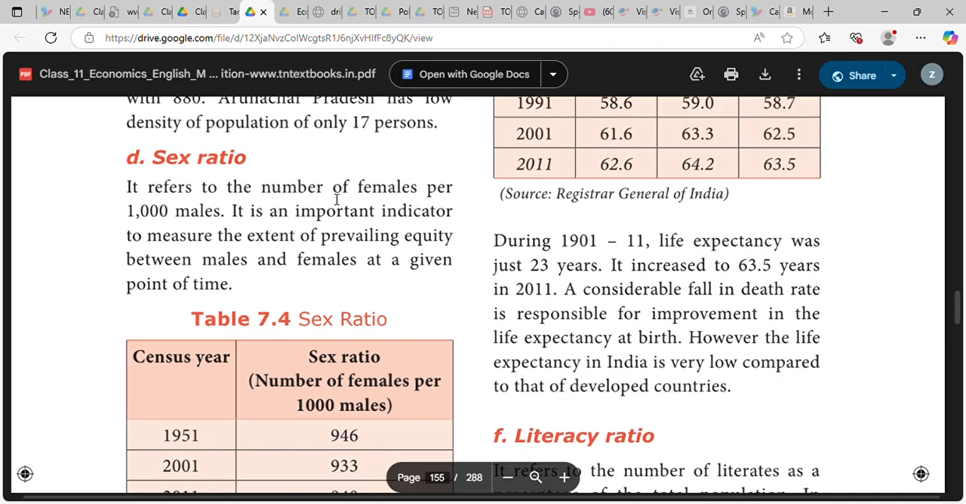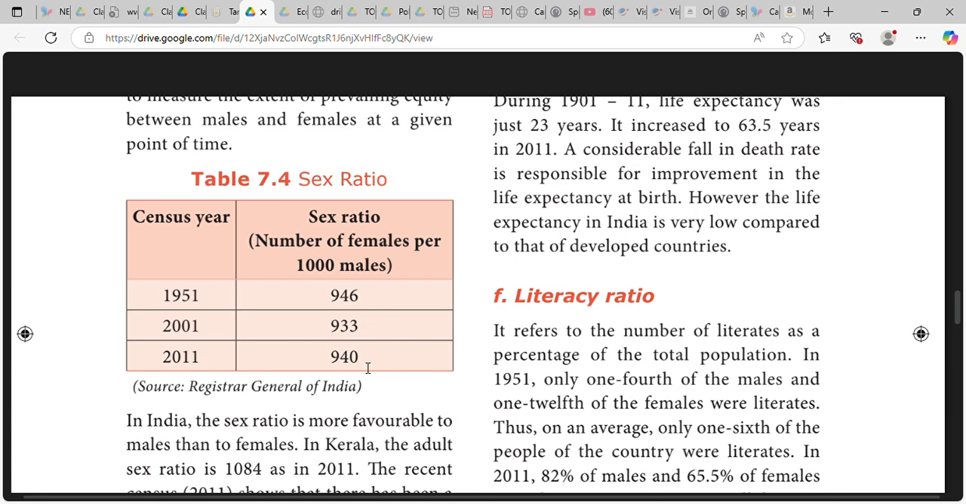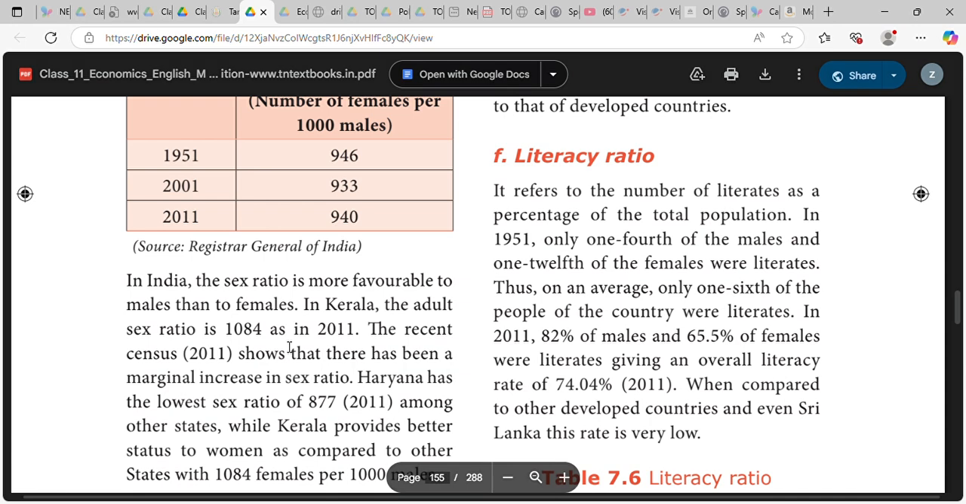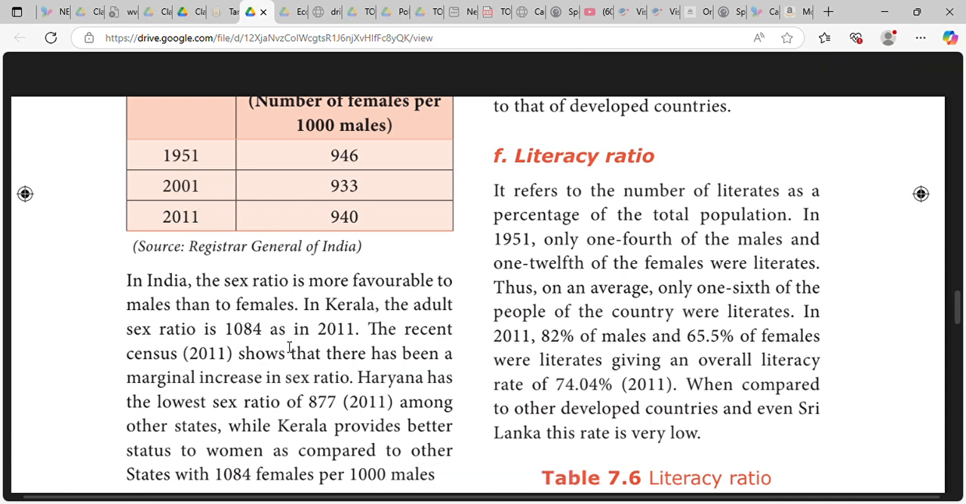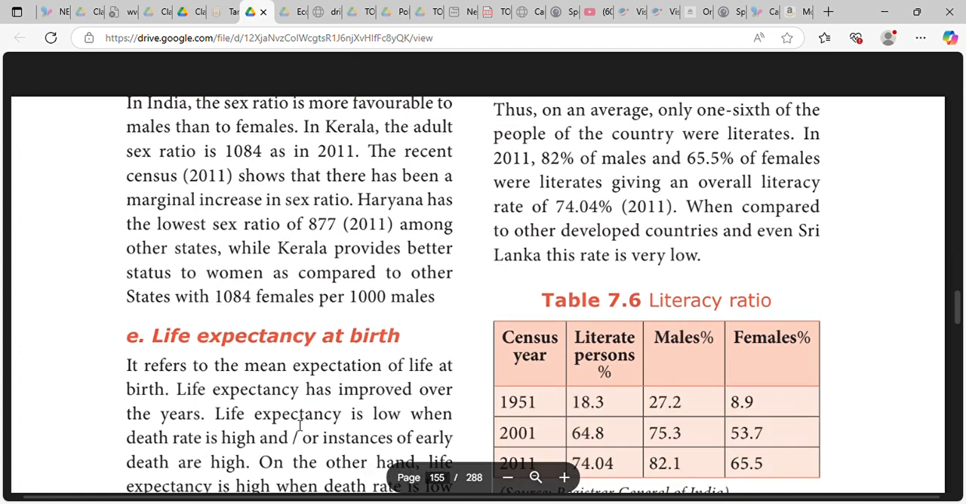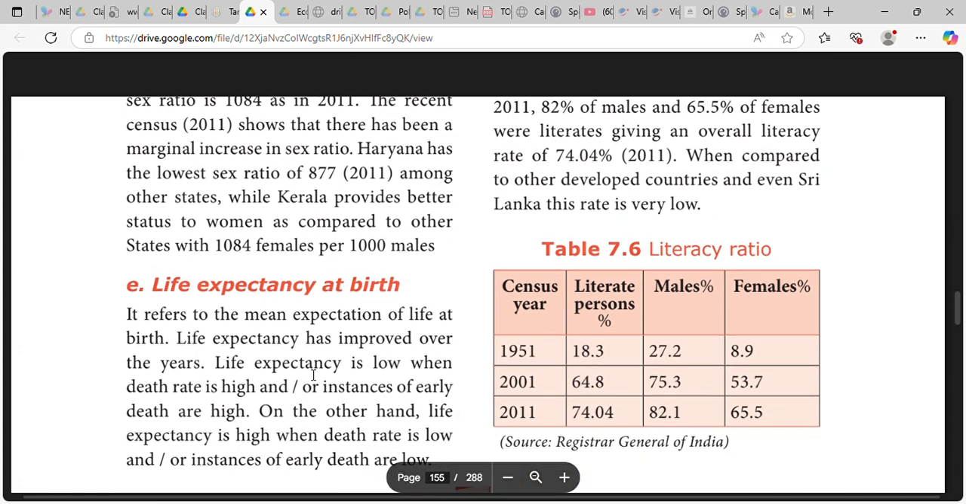The sex ratio, the number of females per thousand males, in 2011 was 940 females per thousand males. In Kerala, the adult sex ratio is as high as 1084 as of 2011. The recent census shows there has been a marginal increase in sex ratio. Haryana has the lowest sex ratio of 877 in 2011 among the states, while Kerala provides a better status to women as compared to other states, with 1084 females per thousand males.